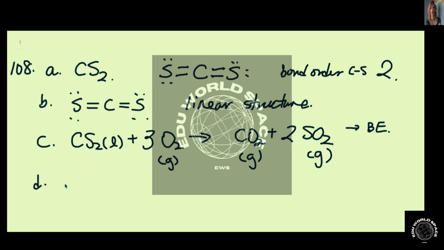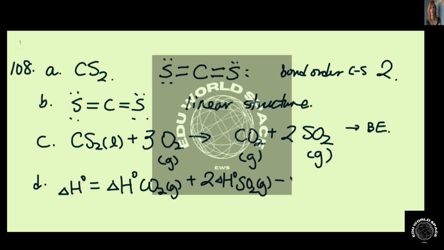So to calculate the delta H value of the reaction, that will be the delta H of formation of the products minus the delta H of formation of the reactants. So it will be equal to the delta H0 of carbon dioxide gas plus 2 times the delta H0 of SO2 gas, minus the delta H0 of CS2 liquid, minus 3 times the delta H0 of oxygen gas.